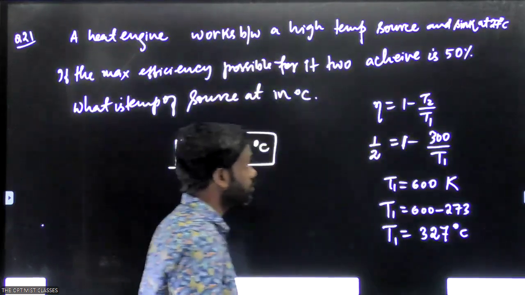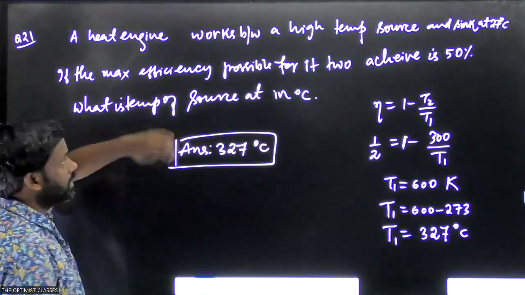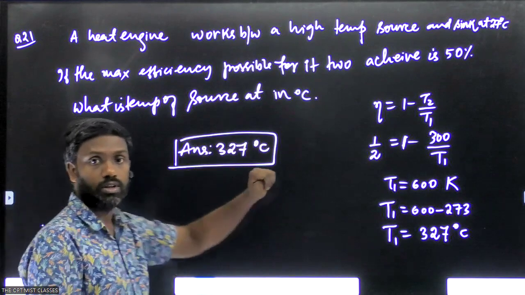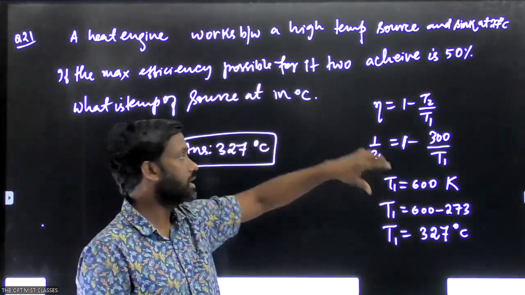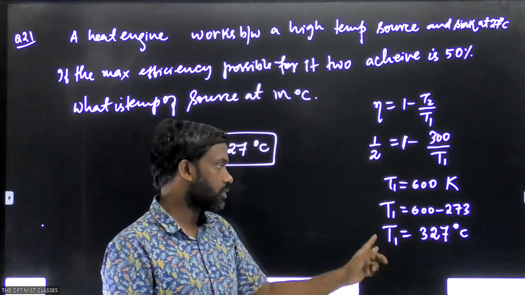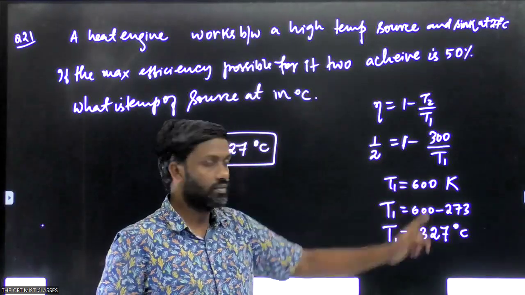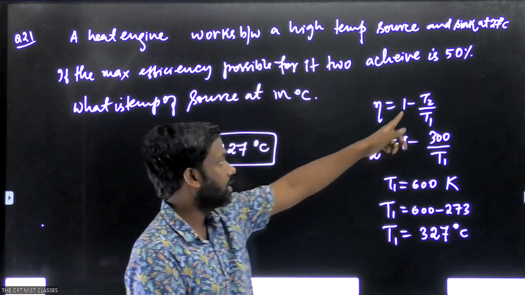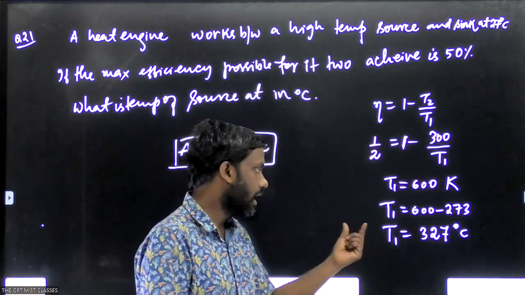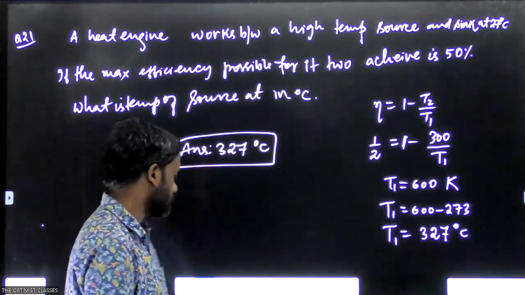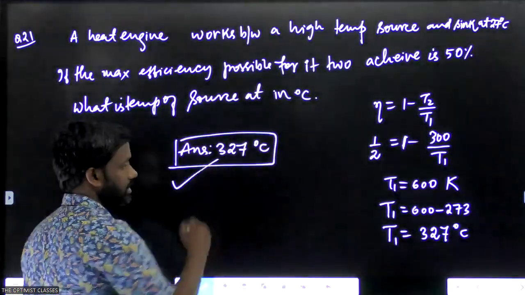Now, next question. This is a question related to the Carnot cycle, the Carnot engine. So this is the efficiency formula. Its efficiency is given to be 50%, that is half. So you do this calculation, and you get temperature T1 to be equal to 300. When we put temperature here, we put it in Kelvin. So we got it in Kelvin, and then we convert it into degrees Celsius. So that is the answer.